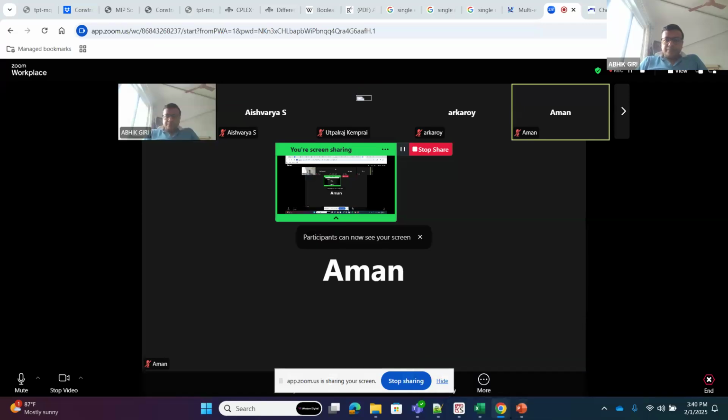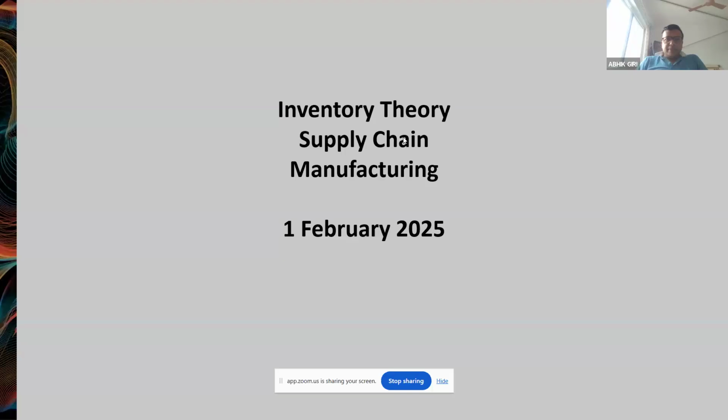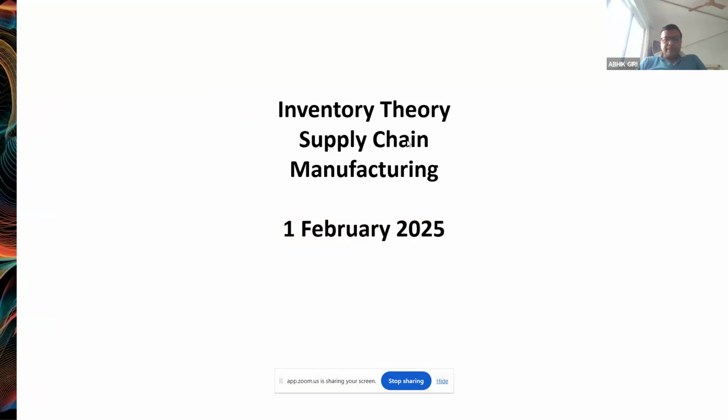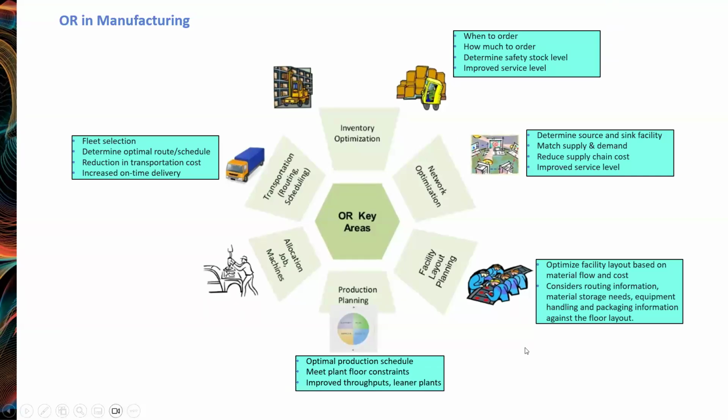I'm trying to share my screen. Okay, so let me know if you're able to see my screen. Yeah, you're able to see my screen, right? Yes, sir. Yes, sir. Yes. Visible. Okay.